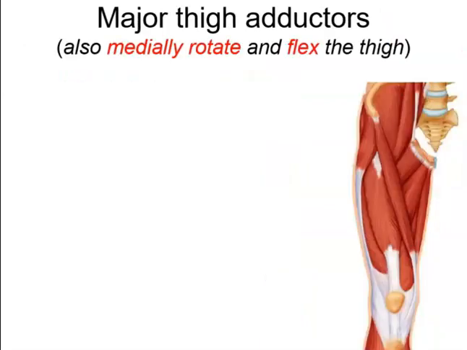Then we have the muscles that are the major thigh adductors, meaning they bring the thigh towards the midline. These muscles also medially rotate and flex the thigh.